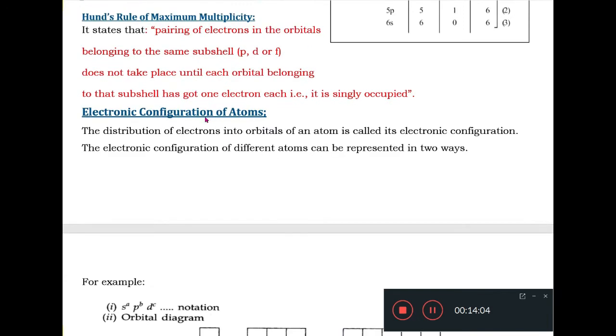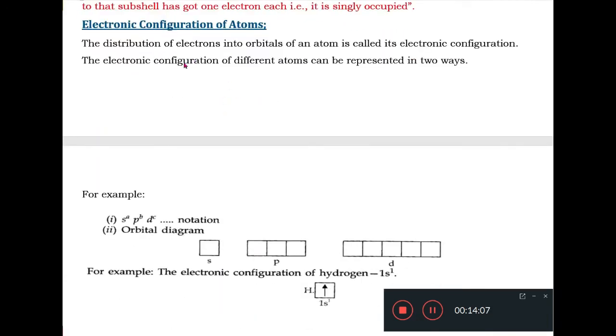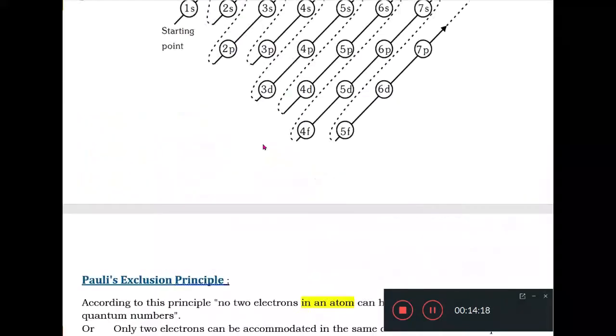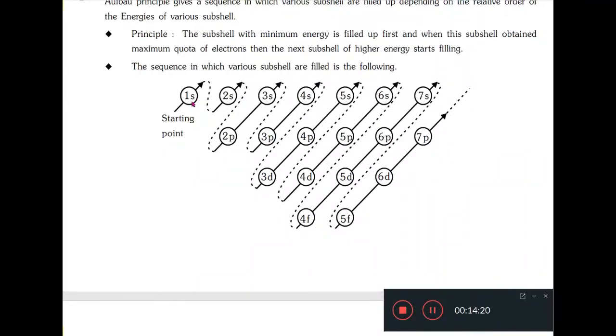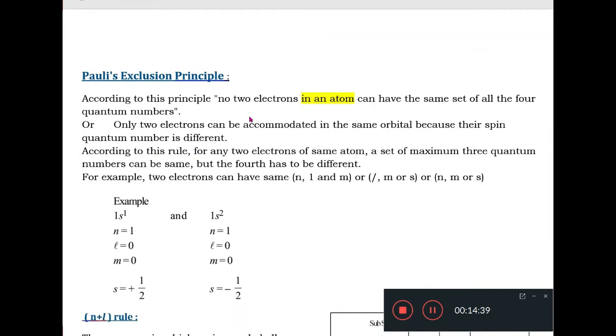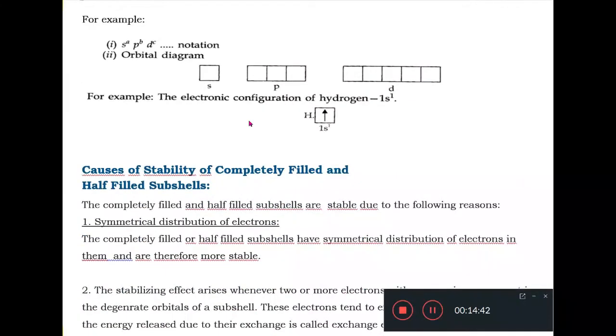Okay, now next, electronic configuration of atom. What is electronic configuration? The distribution of electrons into orbitals of an atom is called electronic configuration. Just now we have learned how to fill electrons. This is the manner. First we fill 1s, then we fill 2s, then electron goes to 2p, then 3s, then 3p, then 4s. This sequence of filling of orbitals in increasing order of their energy is called electronic configuration. Okay, student. So I move here.